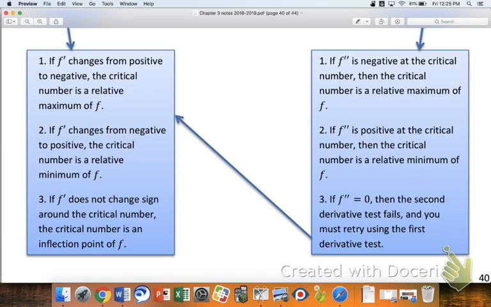When do you pick what you want to pick? Hopefully you can answer this one. Why would I choose to use the second derivative test instead of the first derivative test? When it's easy to find the second derivative. If you look at that second derivative and think, oh man, that's going to take me 10 minutes, you probably ought to just use the first derivative test.